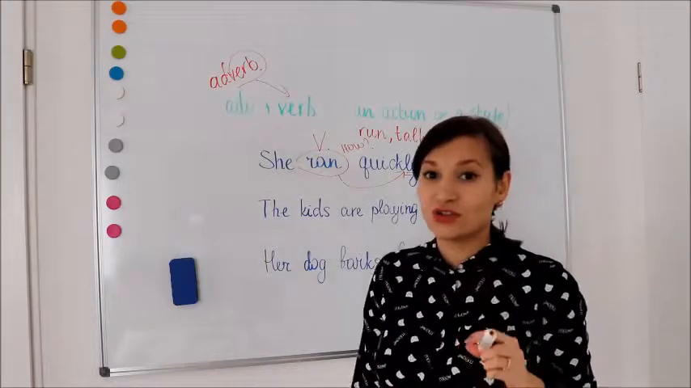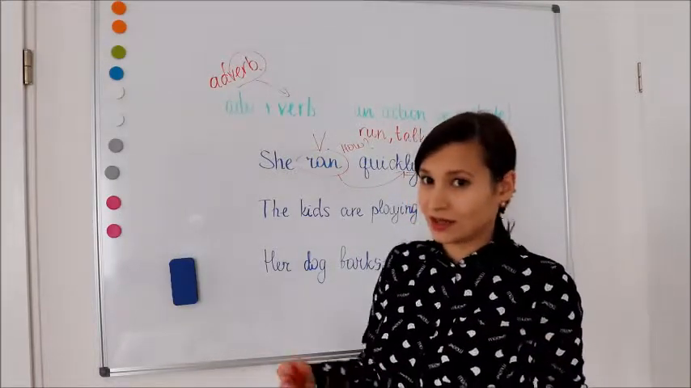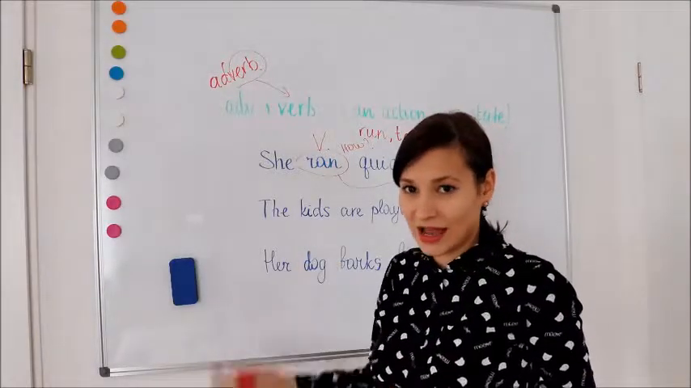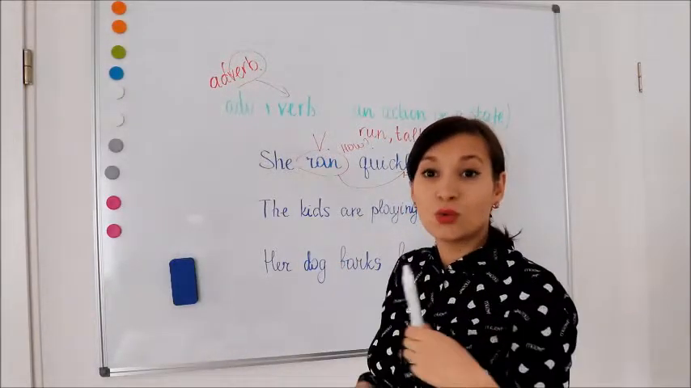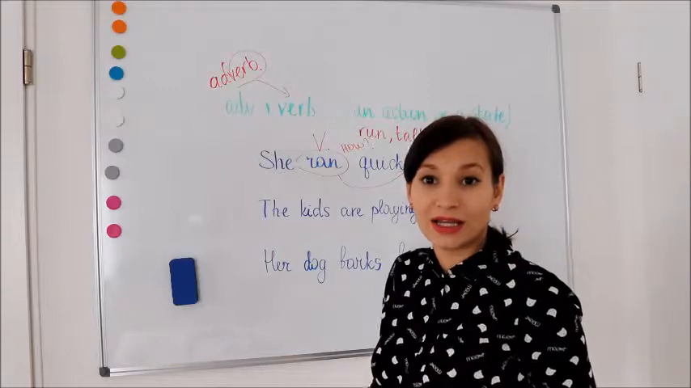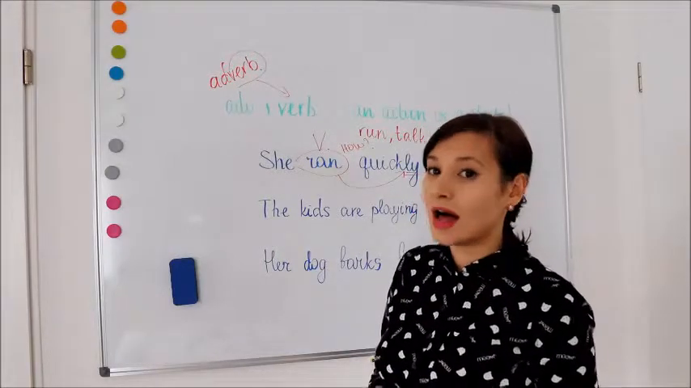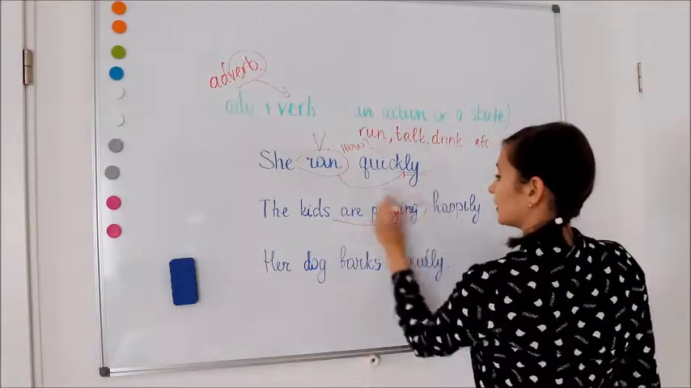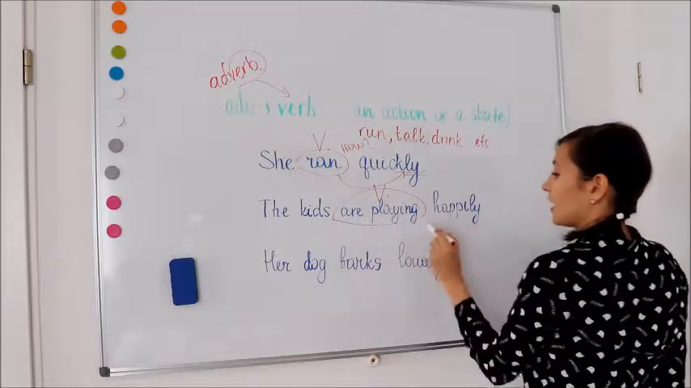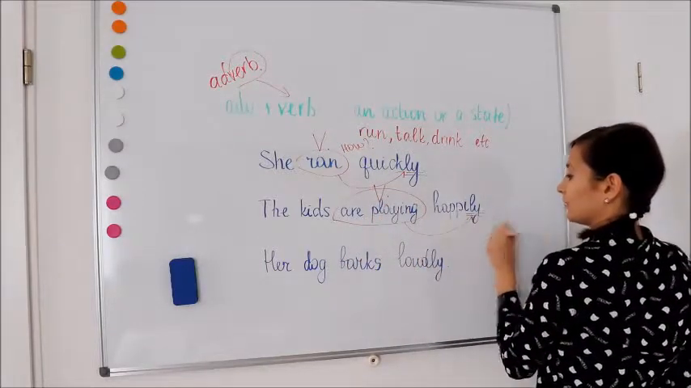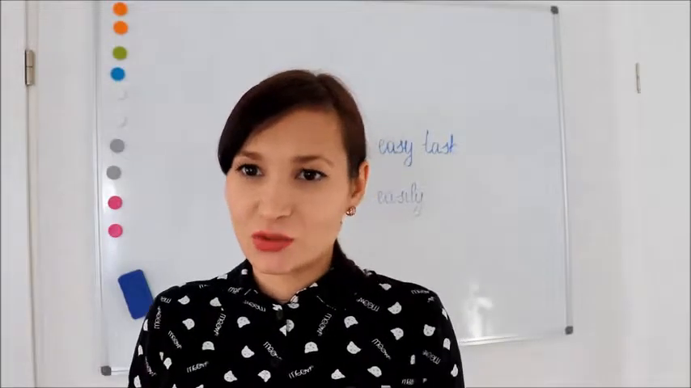Then the kids are playing happily. We are not trying to describe the kids. We can say the kids are happy and then it would be an adjective. But in this sentence, we are telling about the way they are playing. They are playing how? Happily. They are playing, here is the verb, and they are playing how? Happily.